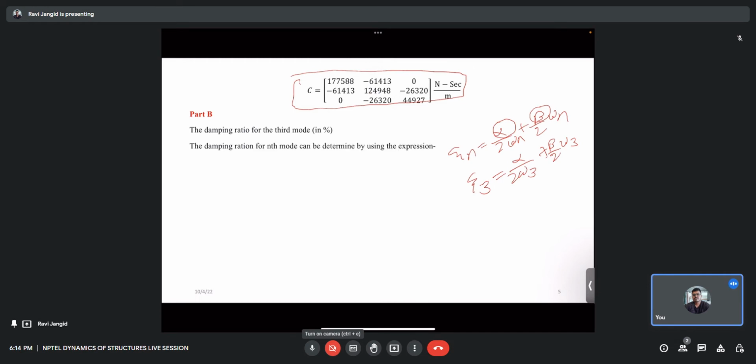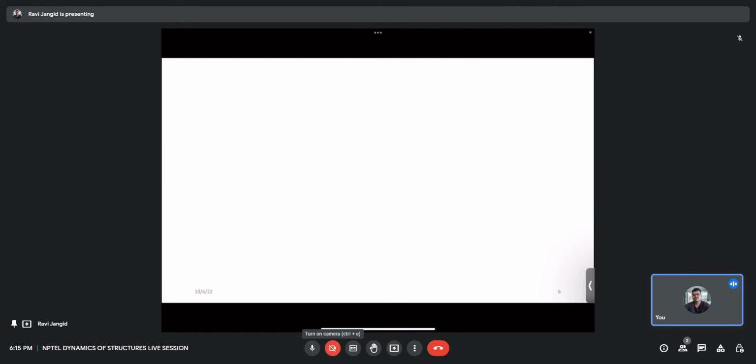This is the expression which I have discussed: xi n is equal to alpha by 2 omega n plus beta by 2 omega n. So for the third mode, xi 3 is alpha by 2 omega 3 plus beta by 2 omega 3. When I put this equation, I get the damping ratio as 6.23%.